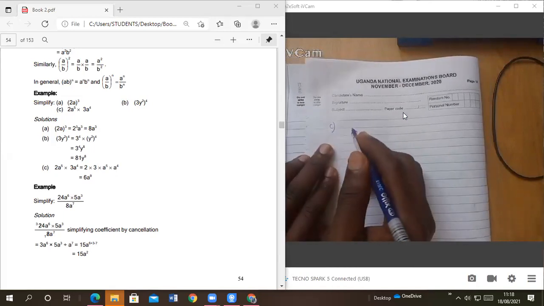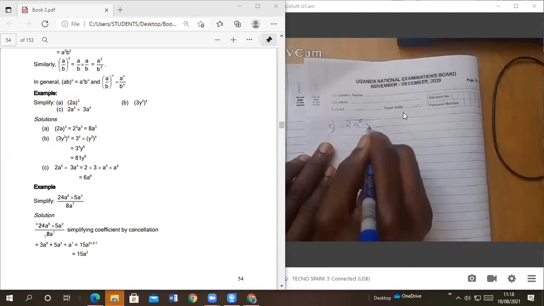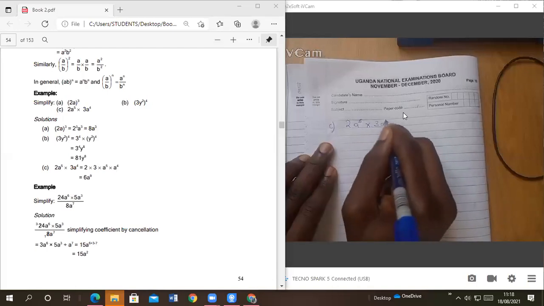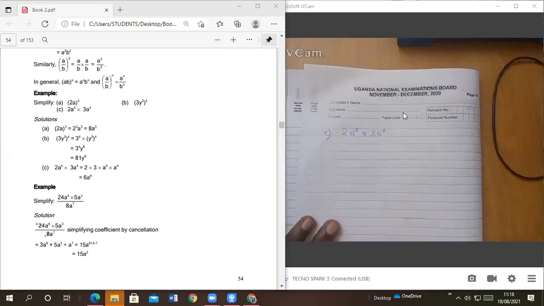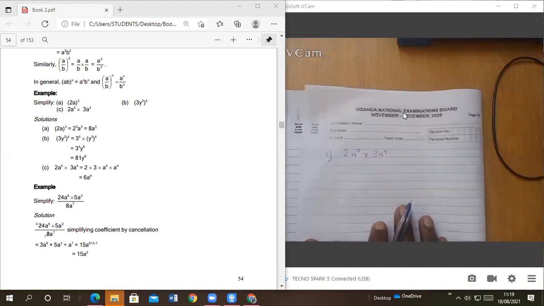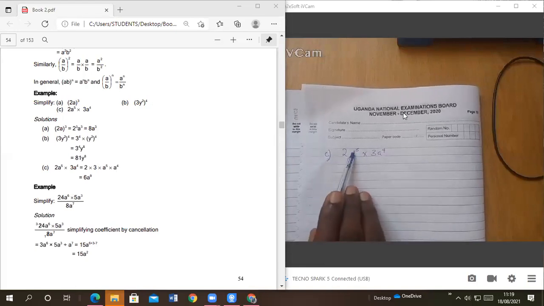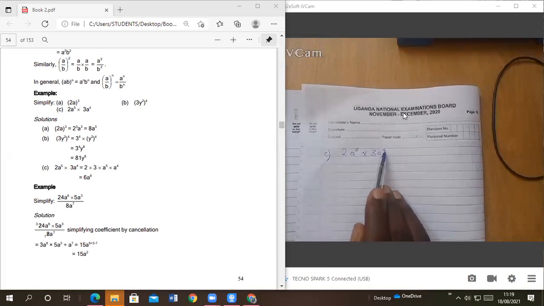In part C, we have 2a to the power 5 times 3a to the power 4. Members, are we together? Now, when you look at part C, we have 2a to the power 5. This power is only for a, not for 2. Then this power 4 is only for a, not for 3.